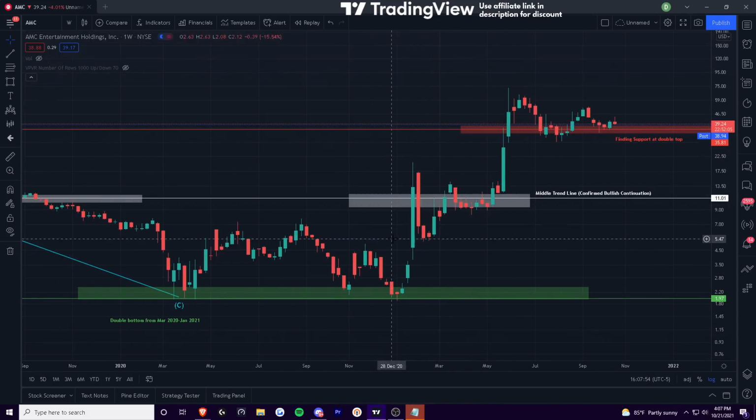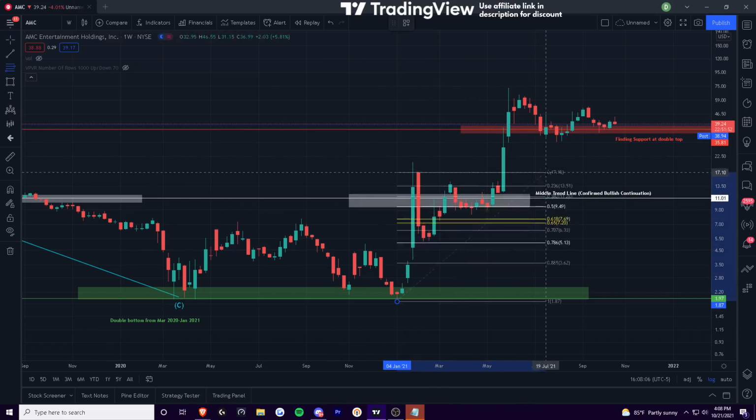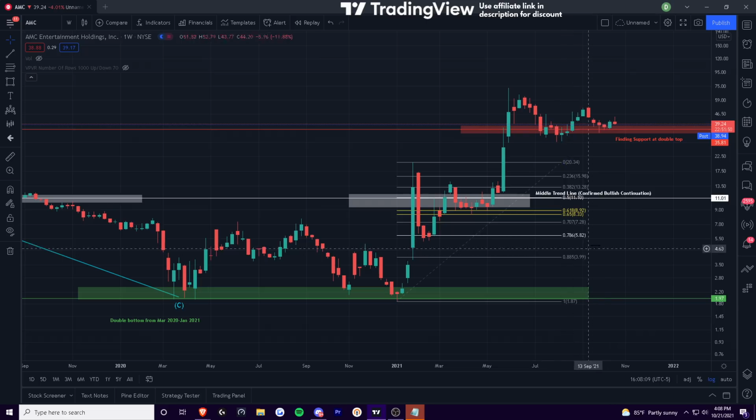January. Obviously, everyone remembers the GME run and the AMC run in this time. And then they turned the buy button off, and it sent the price down into a spiral. And this actually found support here at the 0.786 Fibonacci level, and then eventually found even stronger support at the 0.618 once it was able to move up.